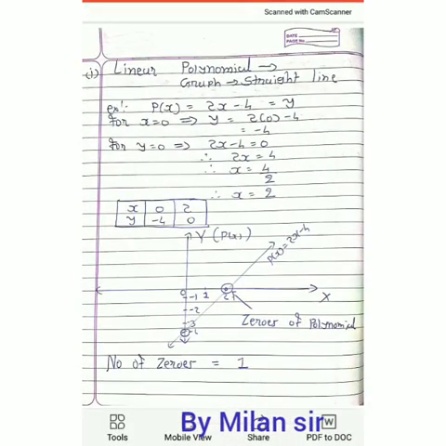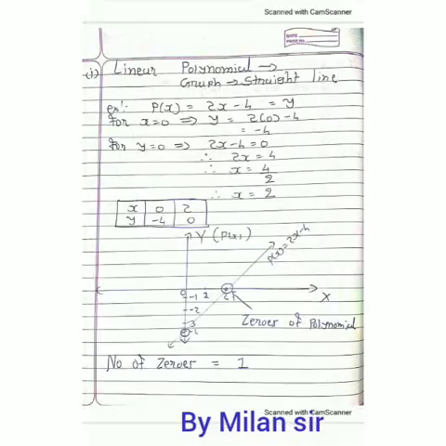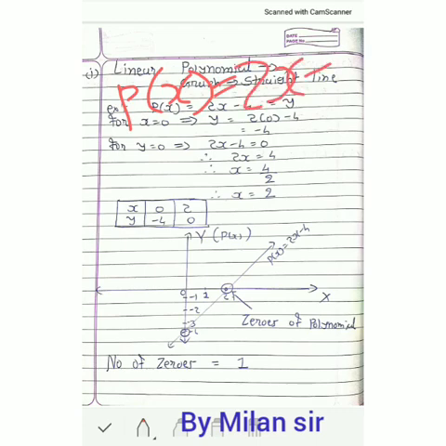I explained earlier that a linear polynomial always gives a graph that is a straight line, right? Now how can we draw the graph? I'm taking one example here, that is p(x) = 2x - 4.